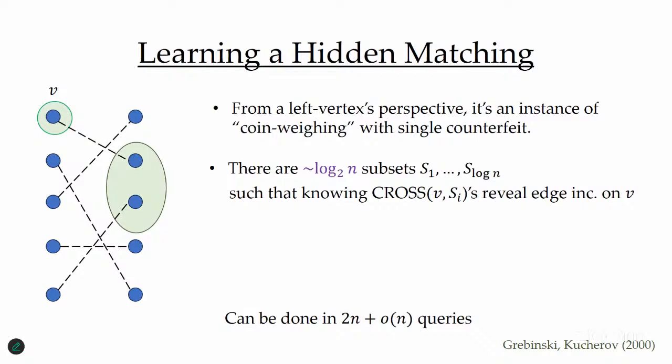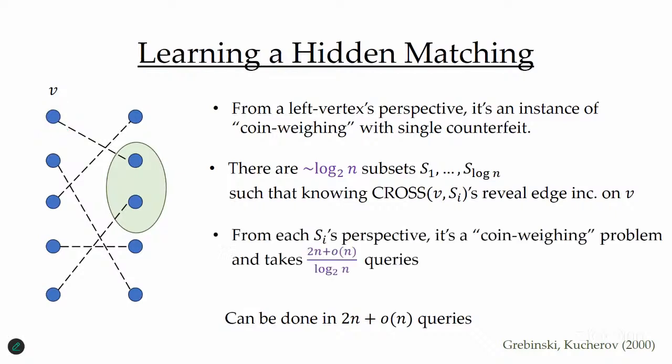Therefore, if I want to know how many edges V has to Si, and V prime has to Si, and V double prime has to Si, I shift my perspective to the right-hand side: Si wants to know how many neighbors it has on the left. That is a coin weighing problem for each Si. It wants to learn this vector on the left, which has edges to the subset Si, and that takes 2n by log n queries. There are log n sets, so if you multiply them together, you get 2n. Okay, admittedly this was fast, but it's the same coin weighing strategy, once from the left and once from the right, and then you merge them together, and you get this 2n.